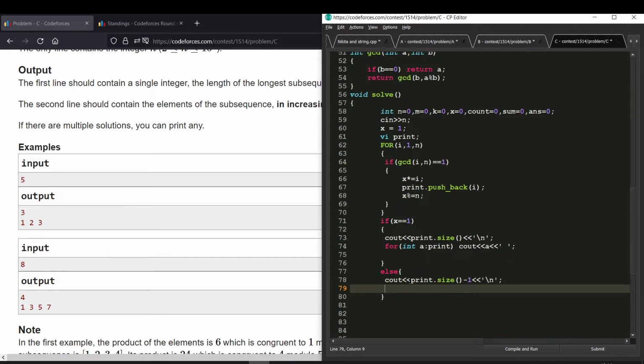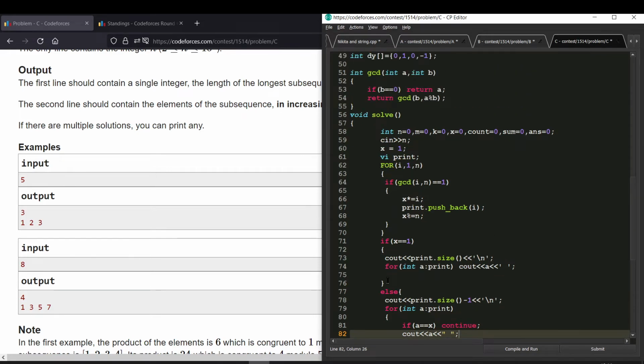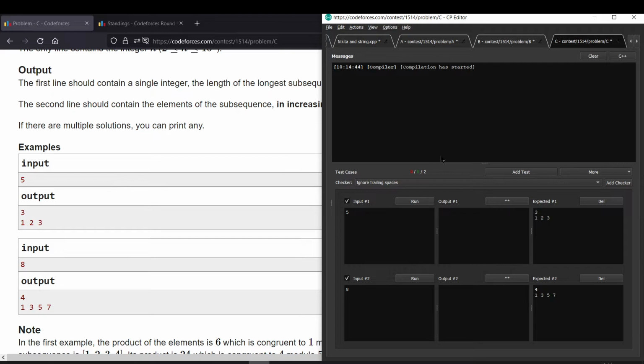So I'll be going through all the values in the print vector. If this value is equal to x, then I should not include this value at all in my array. Otherwise, I should print this value in the console. Yeah, I think that's pretty much it.